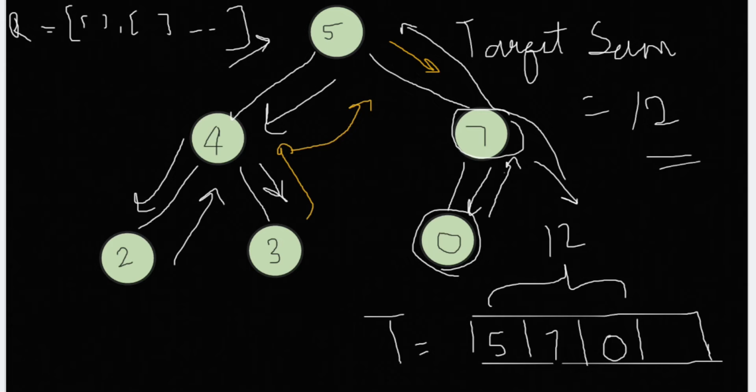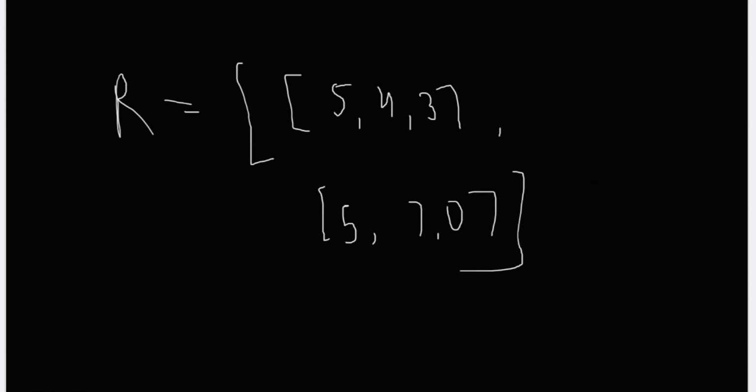So to clear that up, we'll have a resultant array which will consist of two such arrays. This will be our answer for that given example. So now let's code it up.